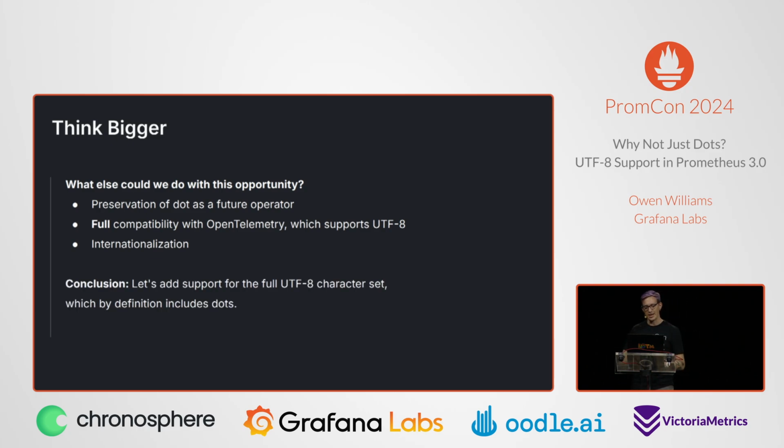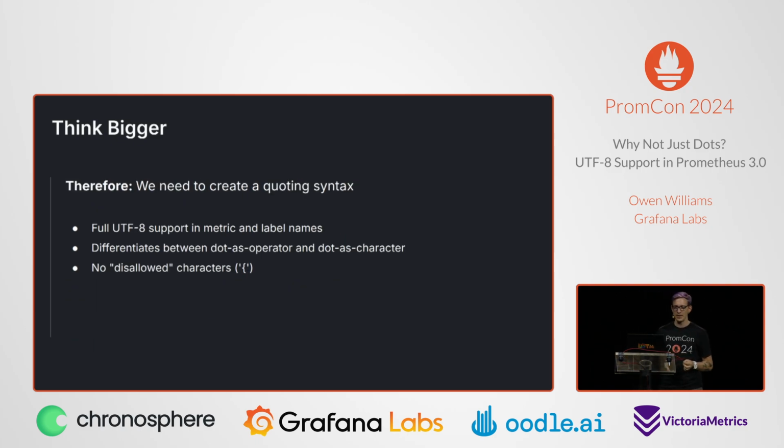So therefore, we decided, OK, let's add support for the full UTF-8 character set, which by definition includes the dots that people wanted when this whole discussion began. It also includes brackets, which is a hint to how implementation might get difficult, because the bracket is, of course, the character that defines the scope of the metric that you're querying. So we need a quoting syntax. It's not just enough to say all these characters are valid. We need to be able to parse this predictably.